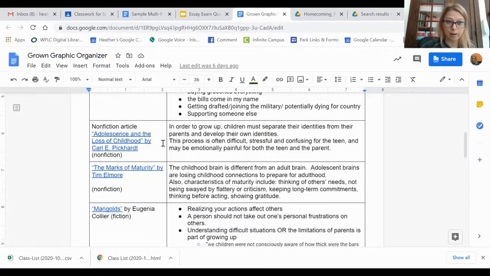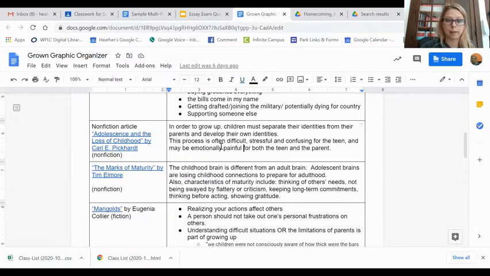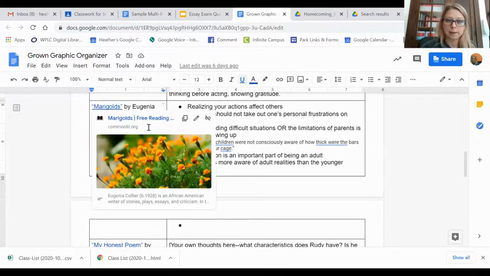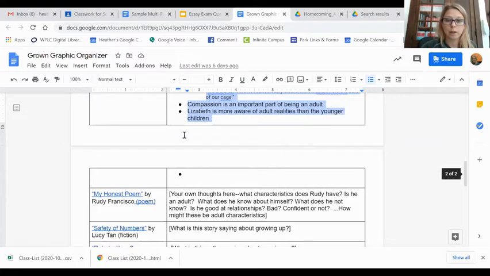So we have read this text. Oh, look, it's a link to go there. You can reread it right from here, right from this CommonLit link. Click on it, reread it. This one from Psychology Today, The Marks of Maturity, you can read that. Marigolds is a fictional story. We talked right here about what is important about adulthood from having read that story.